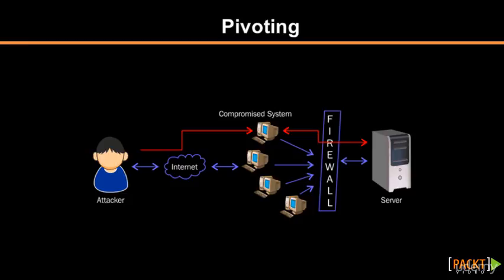Pivoting refers to the method used by penetration testers that uses a compromised system to attack other systems on the same network. This is a multi-layered attack in which we can access even those areas of the network which are only available for local or internal use.